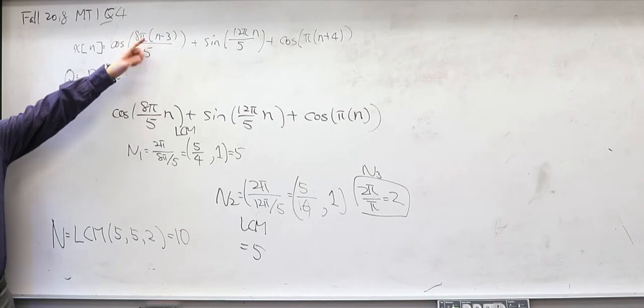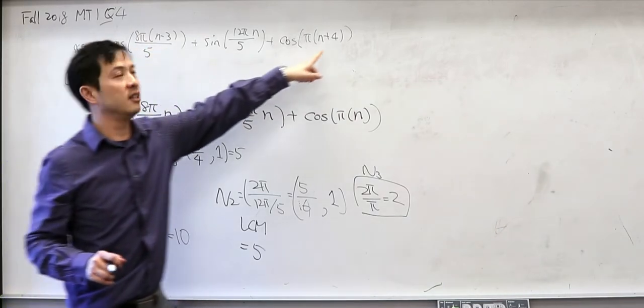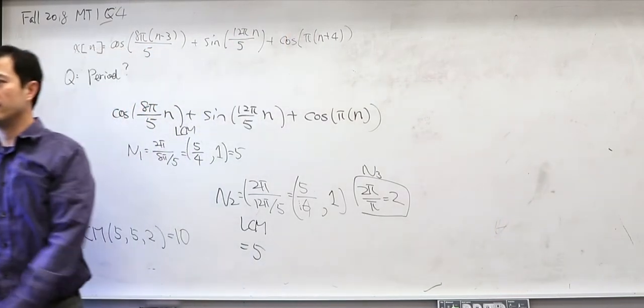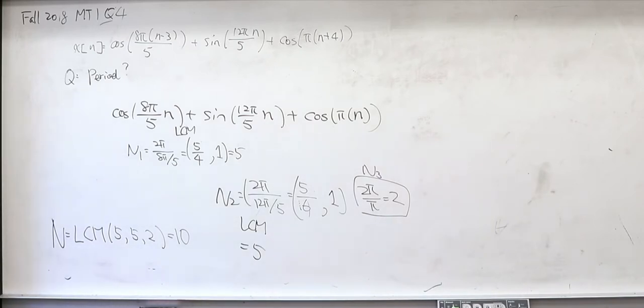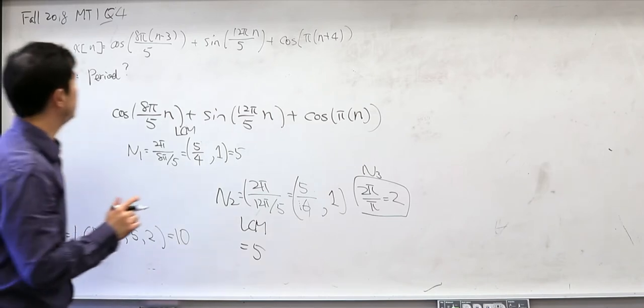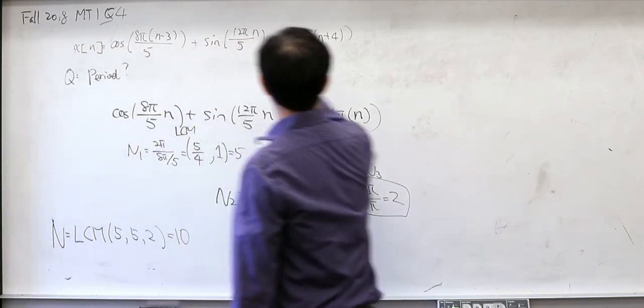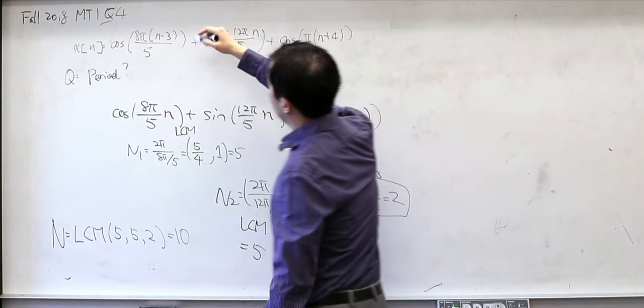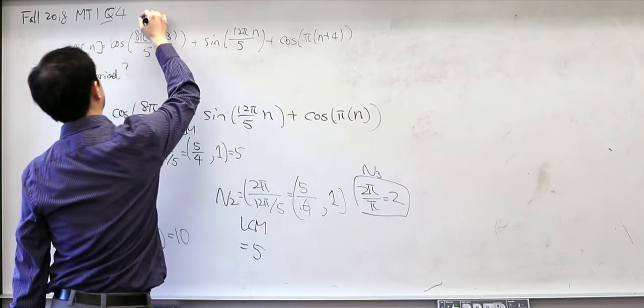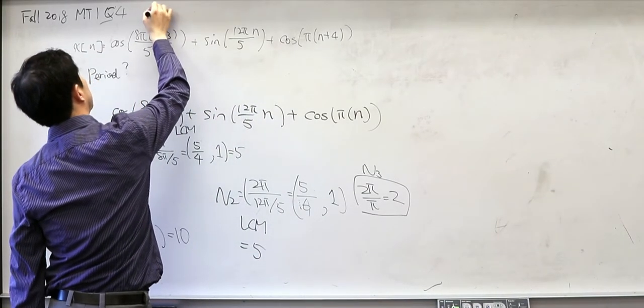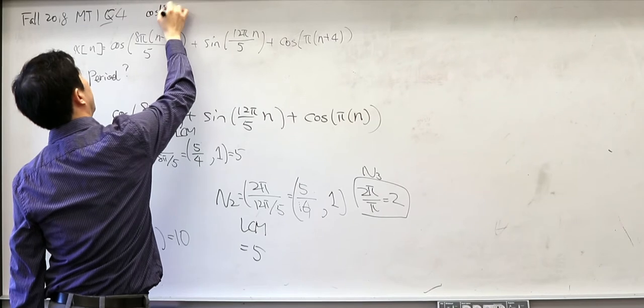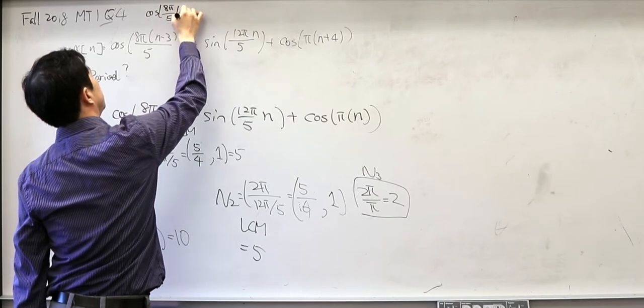The harder part is now I have this change here and there. Is the question clear to everybody? It turns out it doesn't change much. The reason is because you can see if you look at the continuous time case, let's say cosine of a pi over 5 t minus 3.